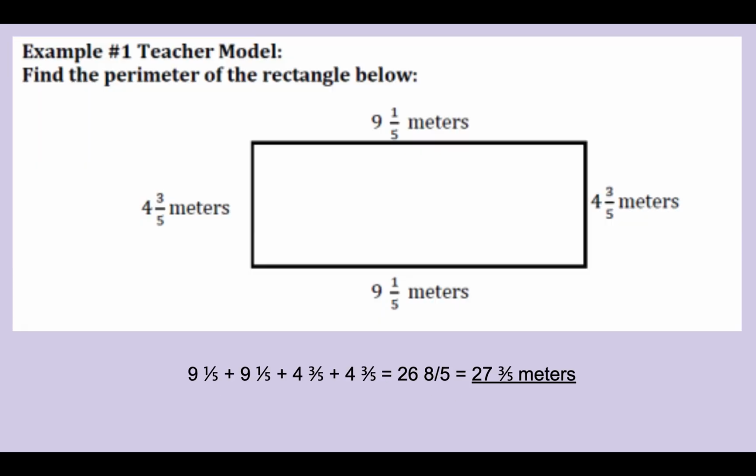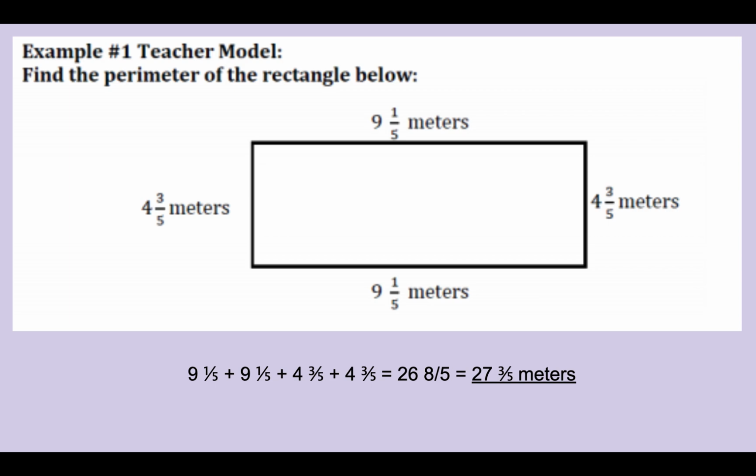Example 1, teacher model. Find the perimeter of the rectangle below. Remember from third grade that perimeter means the distance around the figure. In order to find the perimeter of a rectangle, we need to add the lengths of all sides. So we have 4 3/5 plus 9 1/5 plus 4 3/5 plus 9 1/5. When I add all of those together, I get 27 3/5 meters. And I made sure to label my answer as meters. When I add the fractions together, it's 27 3/5.